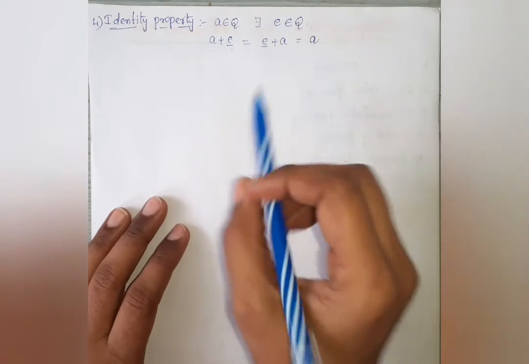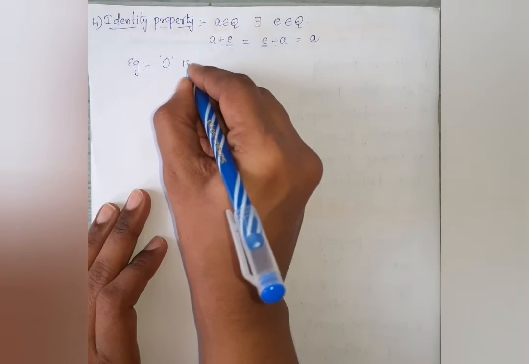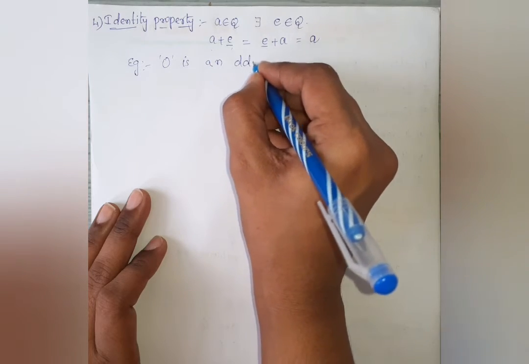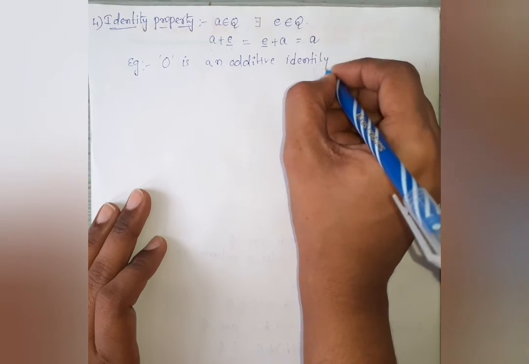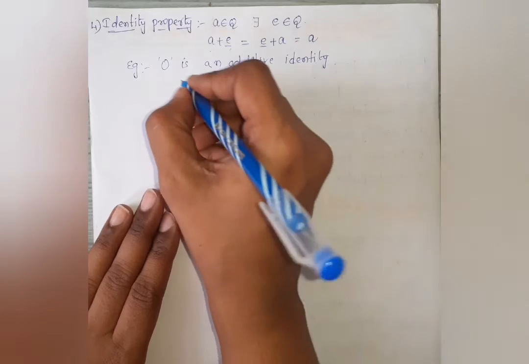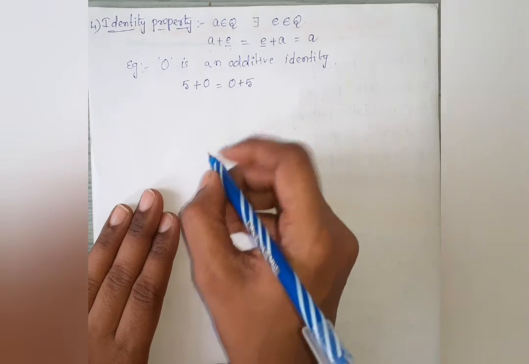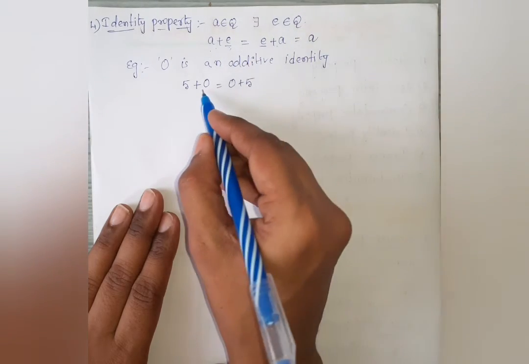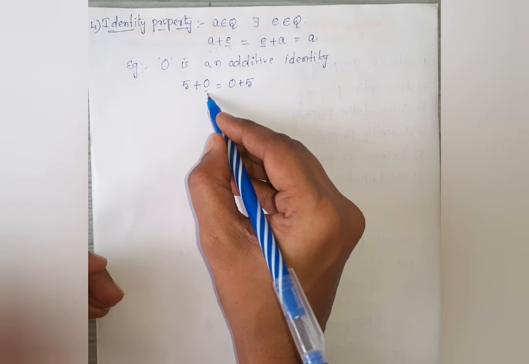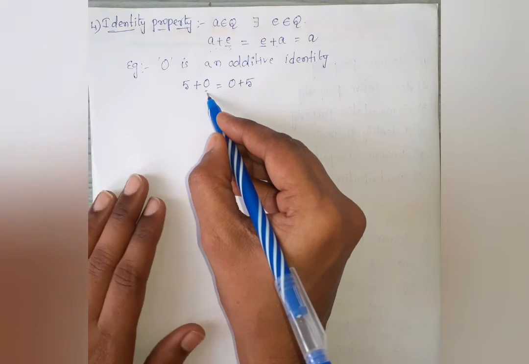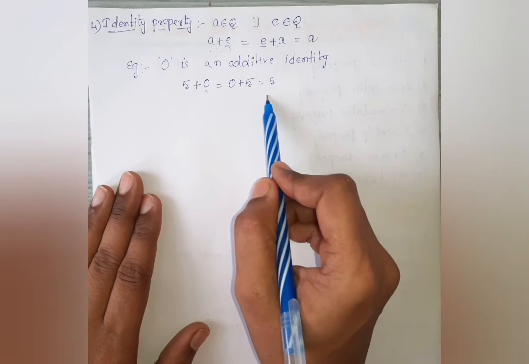Let me explain with an example. 0 is an additive identity, isn't it? It means if I take 5 and add 5 plus 0 or 0 plus 5, here is the rule, so I am substituting. 0 is the identity element and 0 is also present in the rational numbers, isn't it? It also belongs to rational numbers. So if you add this, you will get the answer 5. So we have satisfied this rule, isn't it?